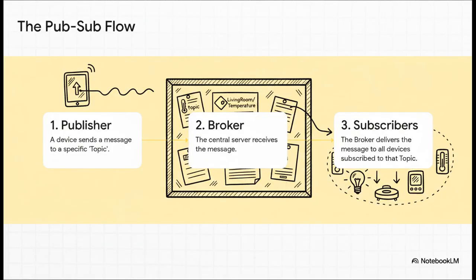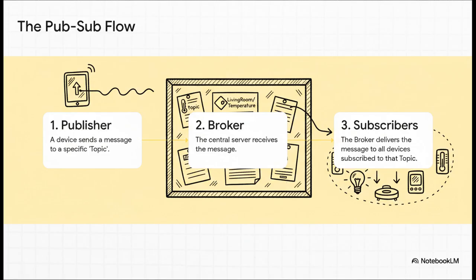Okay, now this is where the magic really happens. A device, which we call a publisher, sends a tiny message to the broker. It sends it to a specific topic, which is just like a channel name, say living room/temperature. Now here's the key. The publisher has no idea who's listening. It doesn't even care. Meanwhile, you've got other devices, the subscribers, who've already told the broker, hey, I'm interested in that living room/temperature topic. The broker then instantly forwards that message to all of them. This separation is what makes MQTT so powerful. The publisher and subscriber never have to know each other exist.